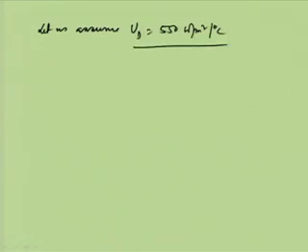Now, let us assume, say, UD is equal to 550 watt per meter square per degree centigrade. So, this is the overall heat transfer coefficient, which is assumed. This assumption is very much needed based on the kind of fluid we are using.